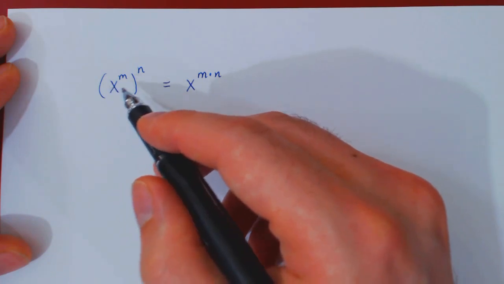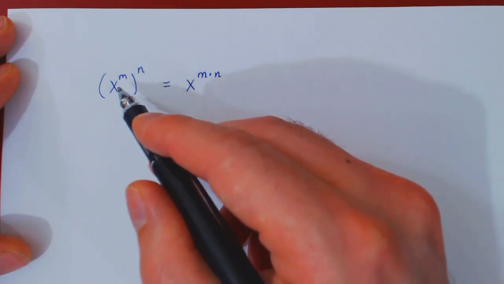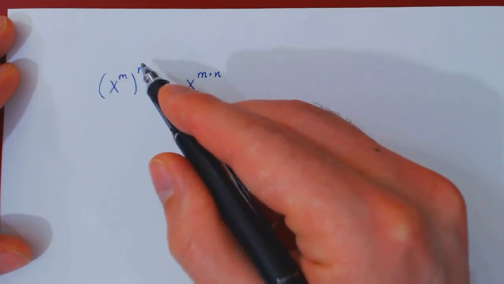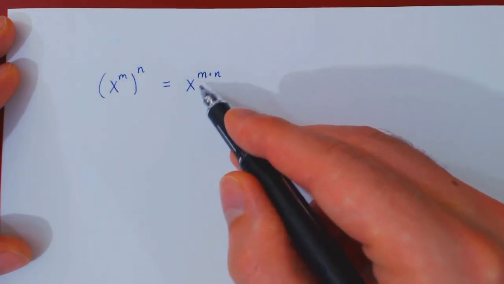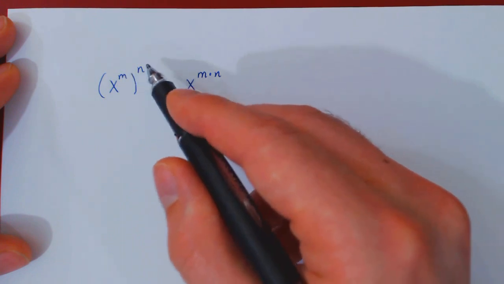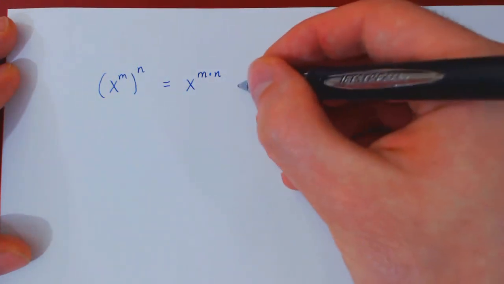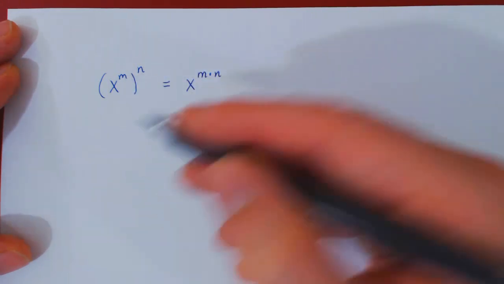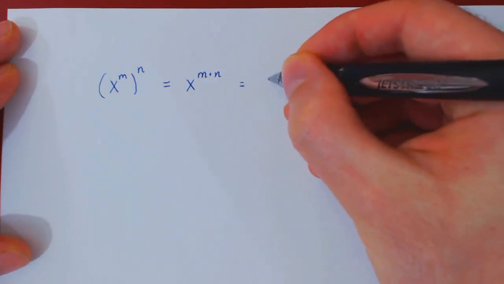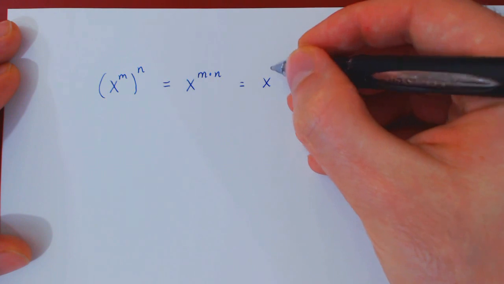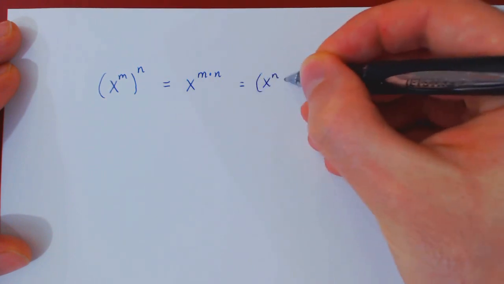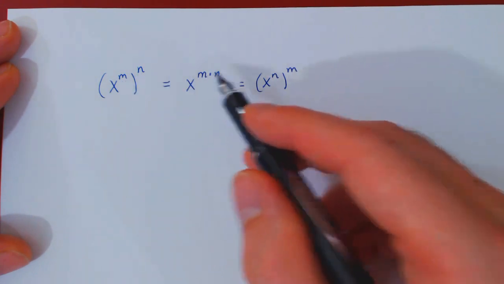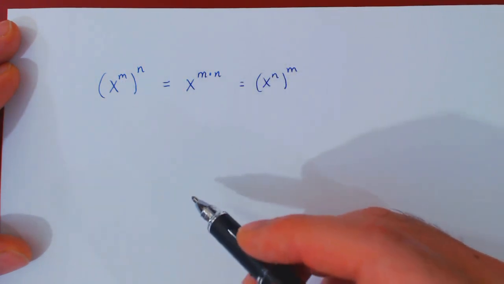So whenever you have a double exponentiation, so first raising x to the m, then raising x to the m to the n, you can combine as a single power of x simply by multiplying the two exponents. And the order of the exponents is irrelevant. This would be the same as if you had first x to the n, then the whole thing to the m. And this is true for any two real numbers m and n.